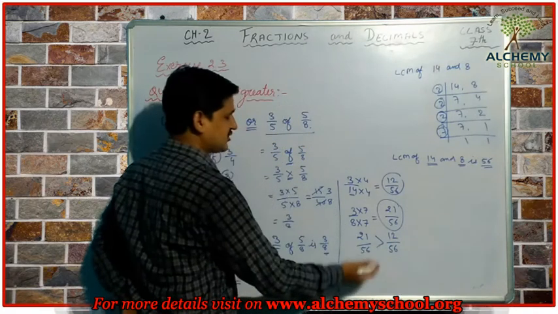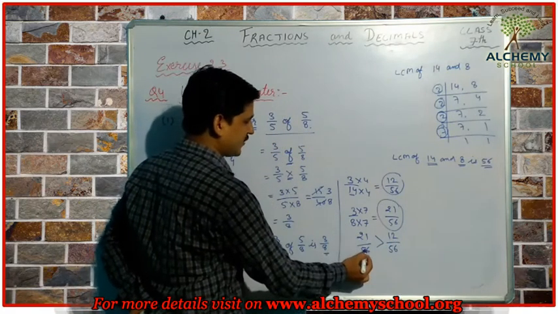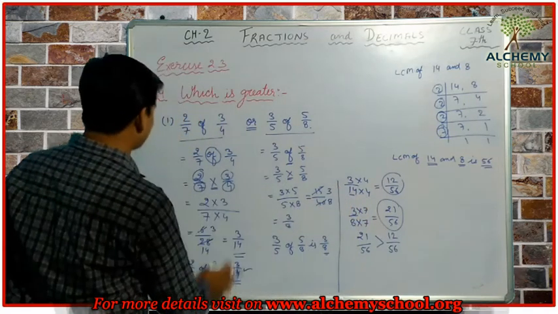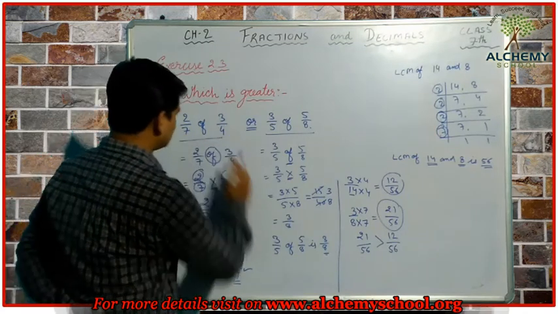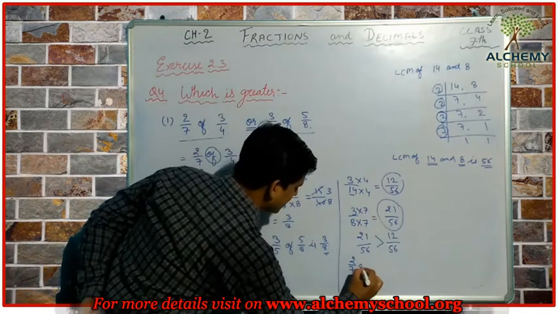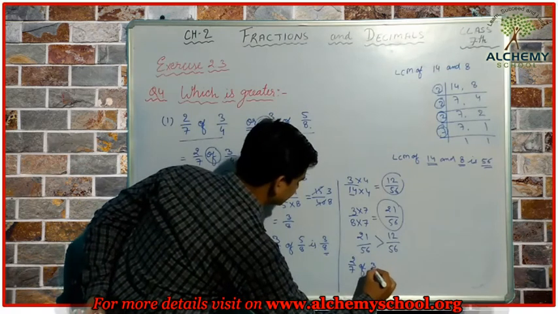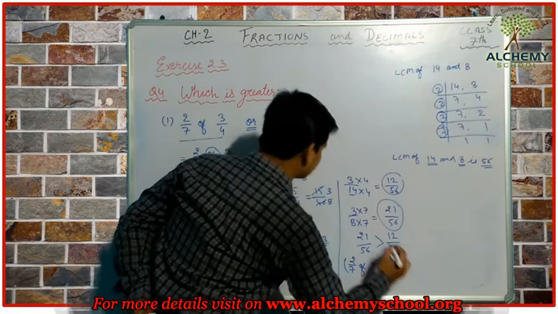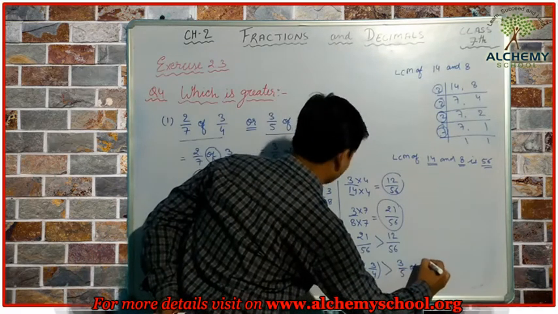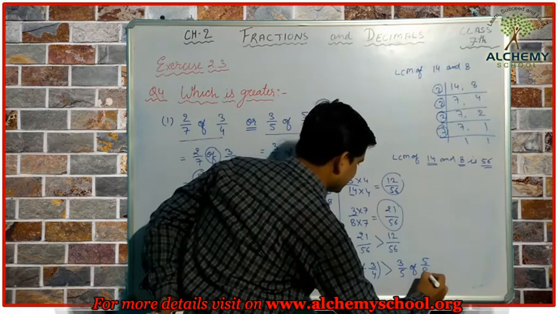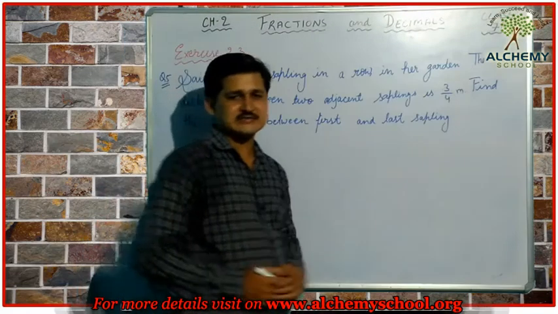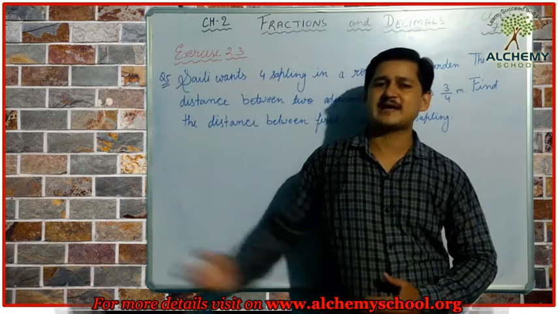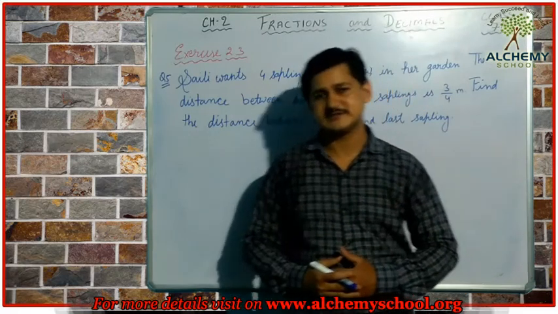Okay, we will write the original value. For this, 21 upon 56 we got for 3 upon 14, and this 3 upon 14 is the value of 2 upon 7 of 3 upon 4. So we will write here 2 upon 7 of 3 upon 4 is greater than 3 upon 5 of 5 upon 8. That's it. So students, the next part of question number 4 you can solve by yourself by applying the same procedure that we have already discussed here.